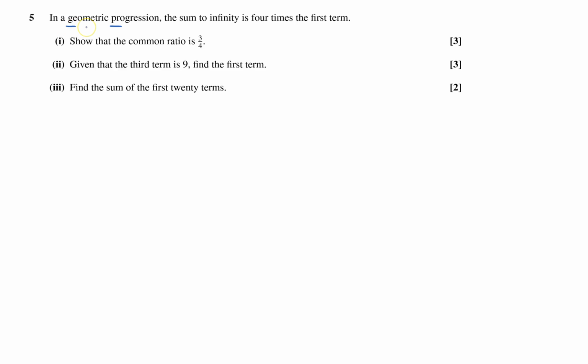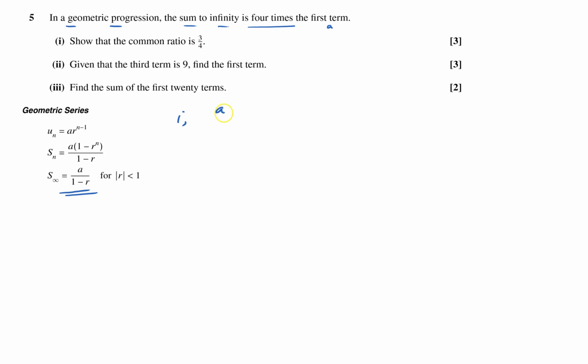Geometric progression. We've got the sum to infinity, so I'm going to put in the geometric series formulae from the formula sheet, and I've got to show that the sum to infinity is 4 times the first term. First term's a, and I've got to show that r equals 3/4. So for the first part, sum to infinity, that's this formula here. It only works when the modulus of r is less than 1, so r being 3/4 is good.